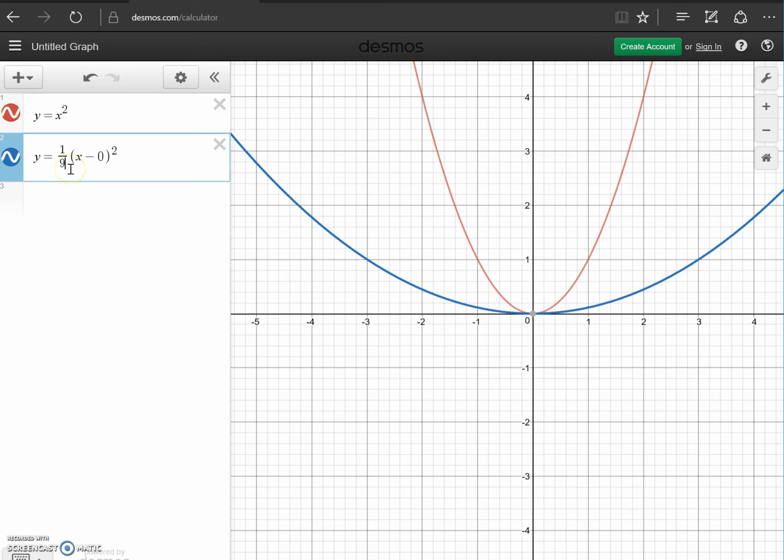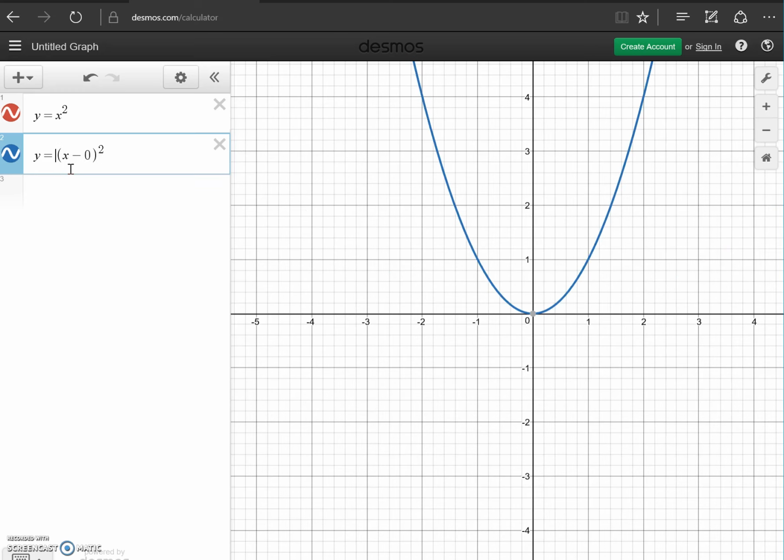So it turns out if the number is in between 0 and 1, the graph is going to be really wide. If the graph is really wide, we call that a vertical shrink or a vertical compression. When the graph becomes narrow like this, we call that a vertical stretch, right? That is a vertical stretch. So the number in front is going to affect the width of the graph. Now let's talk about that negative.